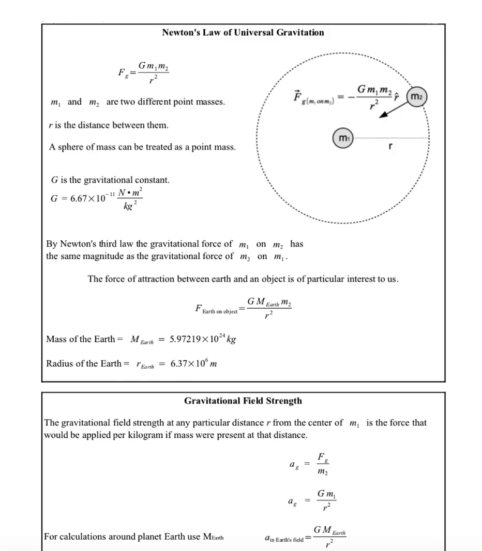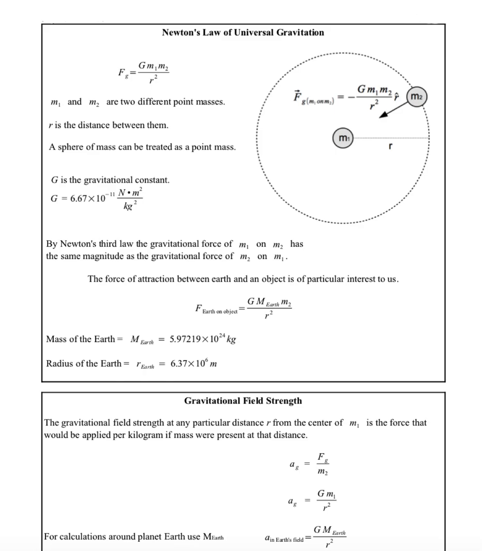Now, by Newton's third law, the gravitational force of M1 on M2 has the same magnitude as the gravitational force of M2 on M1. Therefore, we only really need one formula to calculate the strength of the force between these particles. One common mass that we use all the time is the mass of Earth, 5.97 times 10 to the 24 kilograms. It's a big mass. And we also often use the radius of Earth for objects that are on Earth's surface, and that's 6.37 times 10 to the 6 meters. A little over 6,000 kilometers.